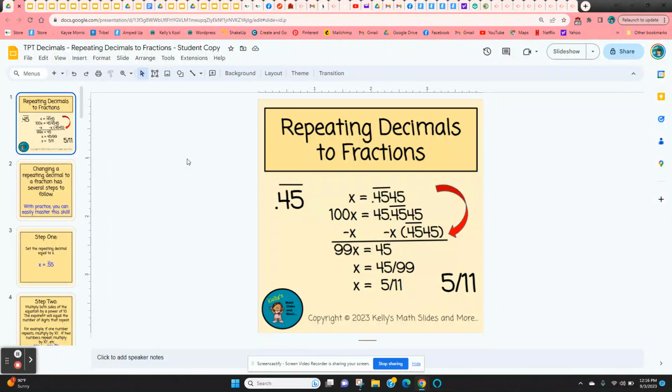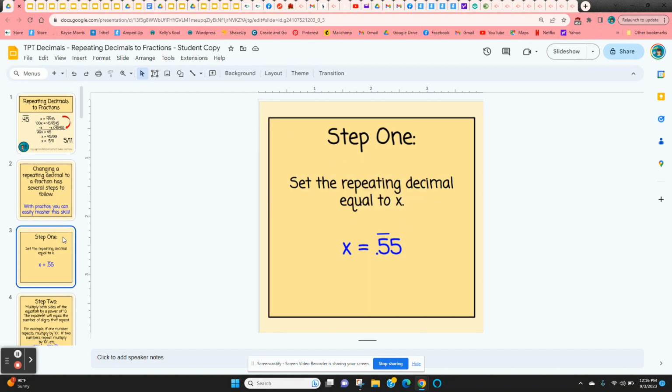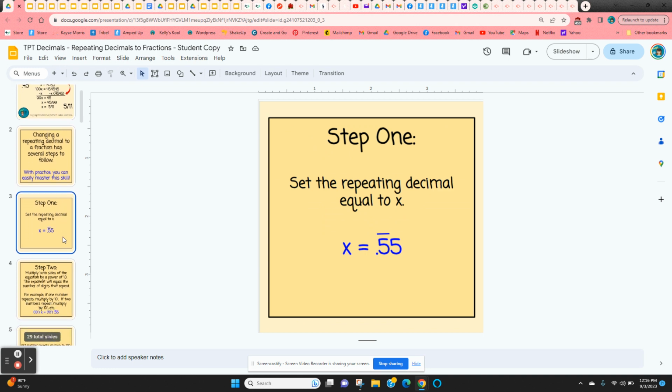Repeating decimals to fractions. This is a digital lesson that walks students through the steps of changing a repeating decimal to a fraction. So this can be a difficult lesson to teach. However, this digital lesson just walks them through the steps. So you want to go through this first with the students.